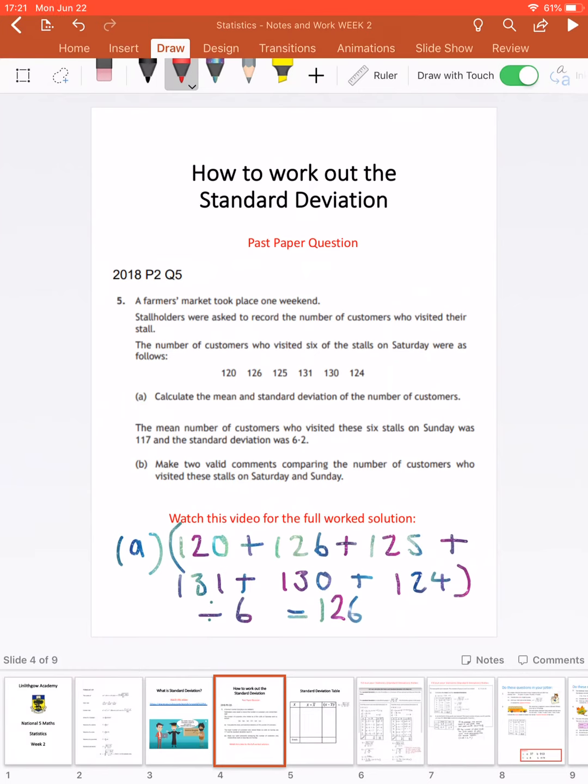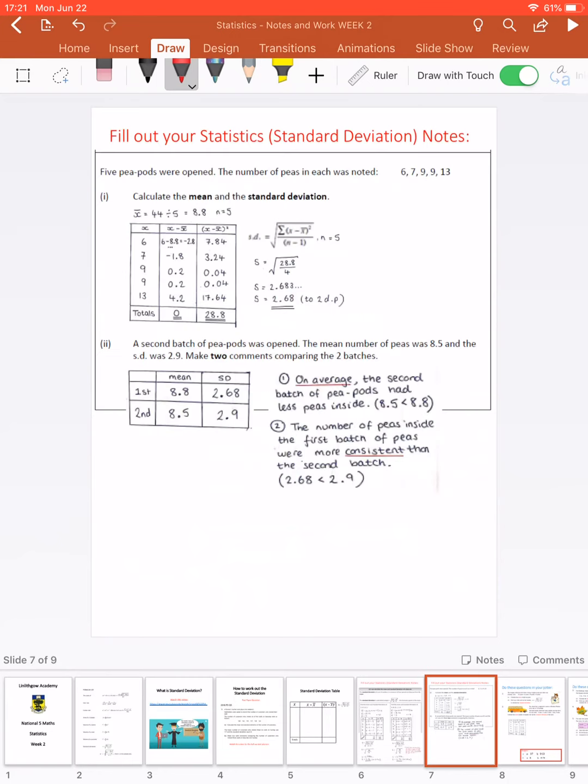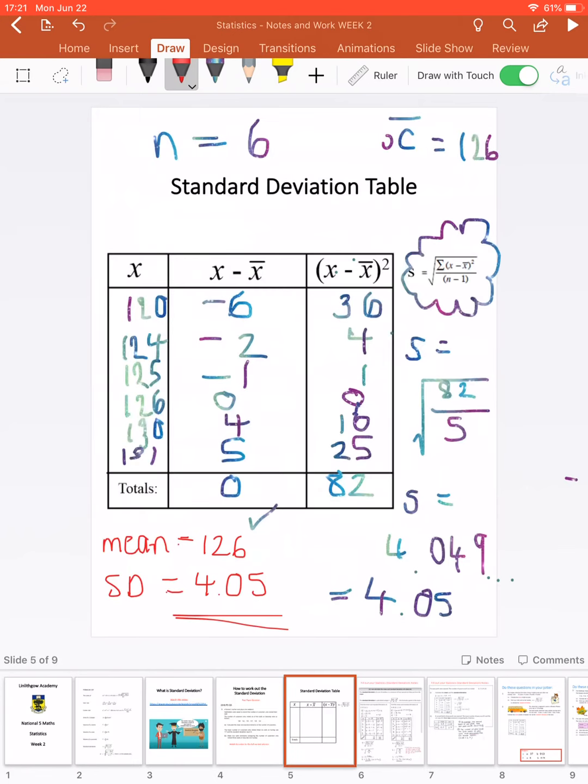And as you go through these slides, you will figure out how to do questions similar to B when you have to make 2 valid comments. I have more examples here on how to do the two comments section. But this video was mainly to show you how to use the standard deviation table.